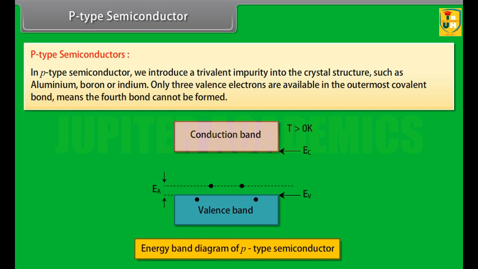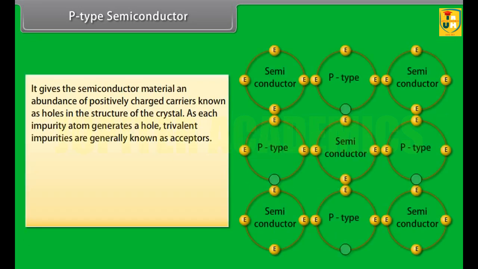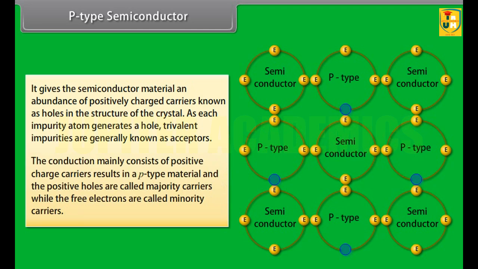Only 3 valence electrons are available in the outermost shell, which means the 4th covalent bond cannot be formed. It gives the semiconductor material an abundance of positively charged carriers known as holes in the structure of the crystal. As each impurity atom generates a hole, trivalent impurities are generally known as acceptors. The conduction mainly consists of positive charge carriers, which results in a P-type material, and the positive holes are called majority carriers while the free electrons are called minority carriers.